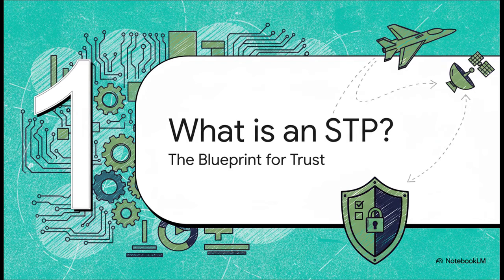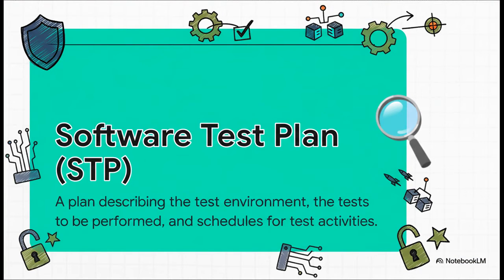Let's break down what a software test plan really is and why it's the bedrock for building software that simply cannot fail. Okay, so at its core, the STP is a comprehensive guide. It lays out three absolutely critical things. First, the exact environment for the test. Second, the specific challenges the software is going to face. And third, a precise schedule for every single activity. Nothing, and I mean nothing, is left to chance.